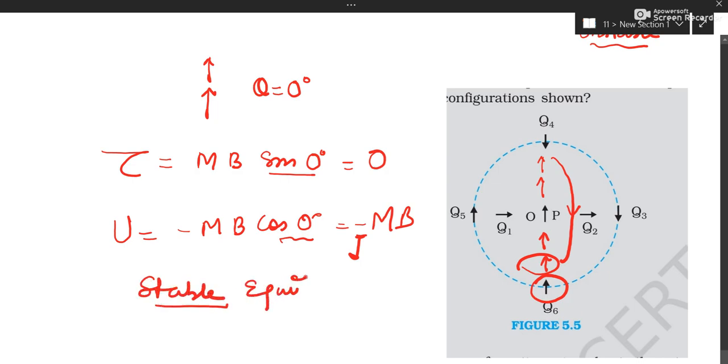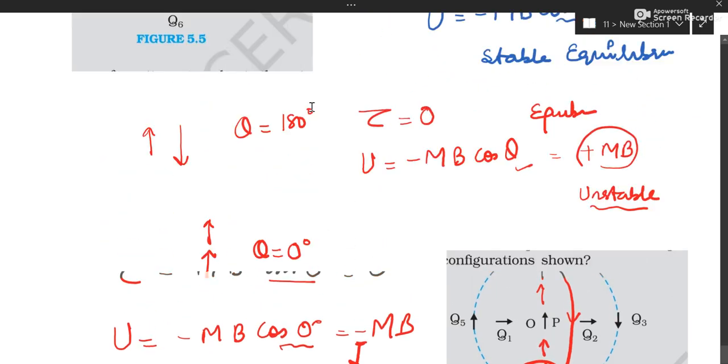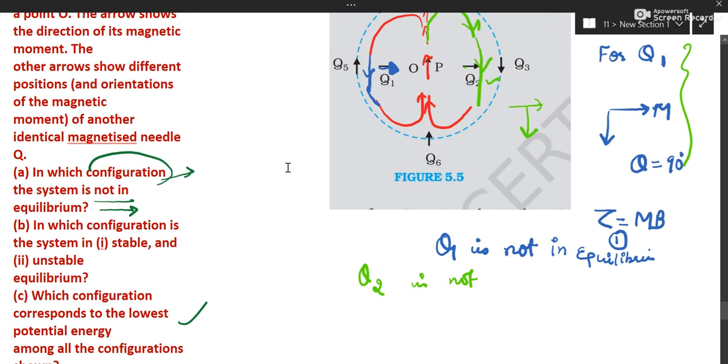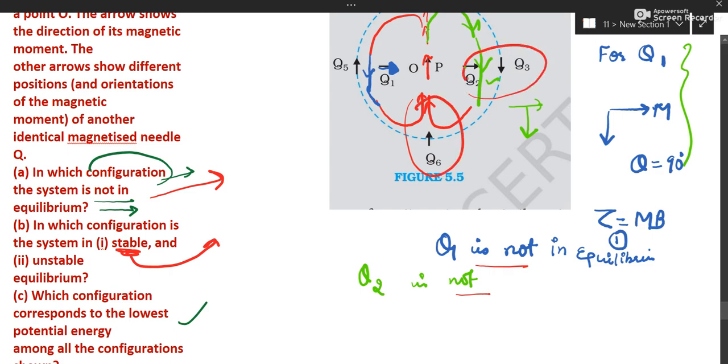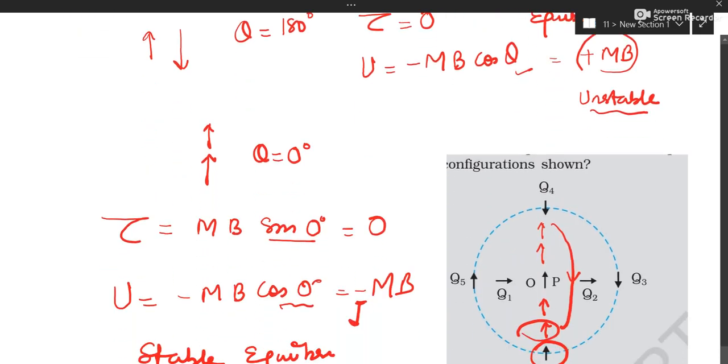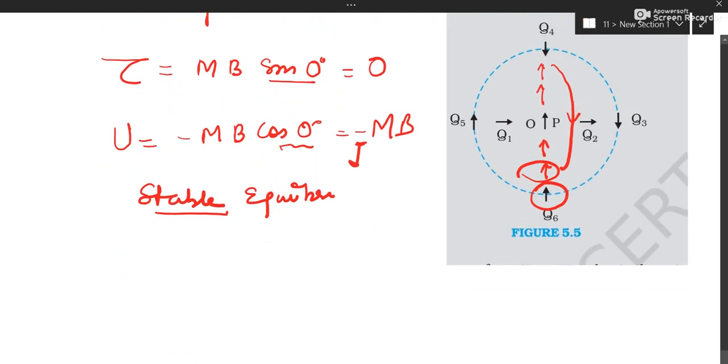So let us find out the answers to the questions that have been put to us. First was which are not in equilibrium. So wherever torque is non-zero, like 1 and 2. Wherever it is stable, we said stable was coming for Q6 and one more, Q3. Now, which has the lowest potential energy among all? Okay, so see how many have been obtained for stable equilibrium. For stable equilibrium, there are two needles, Q3 and Q6.